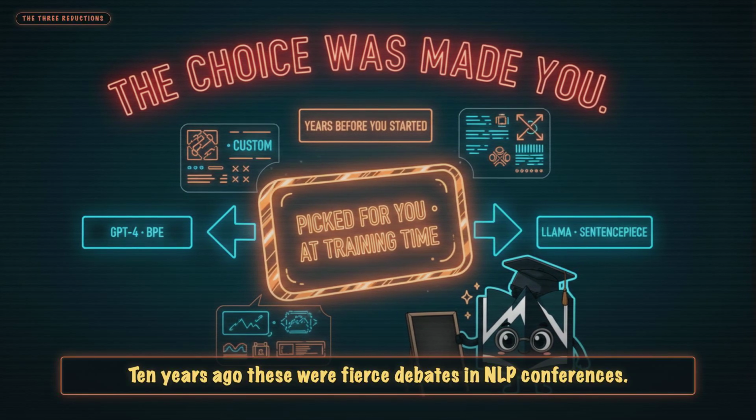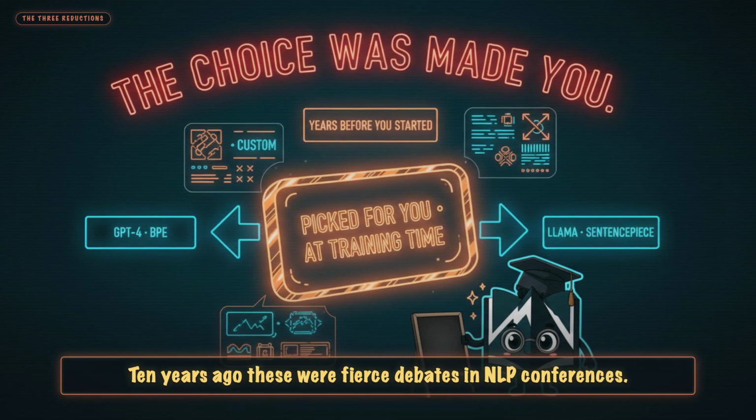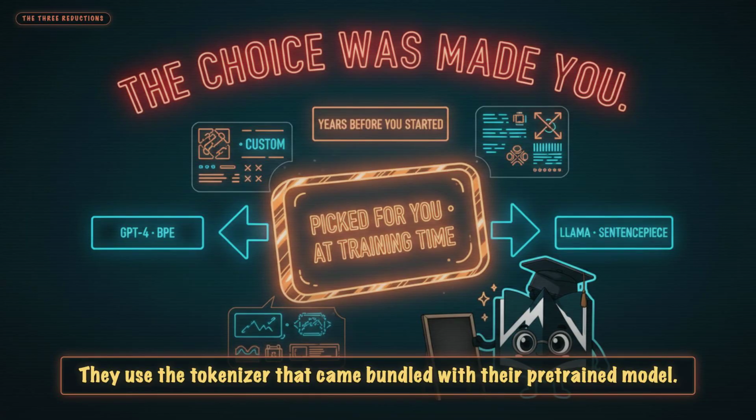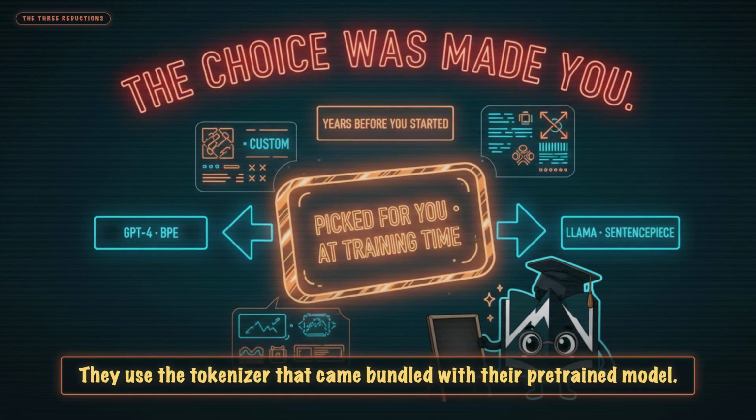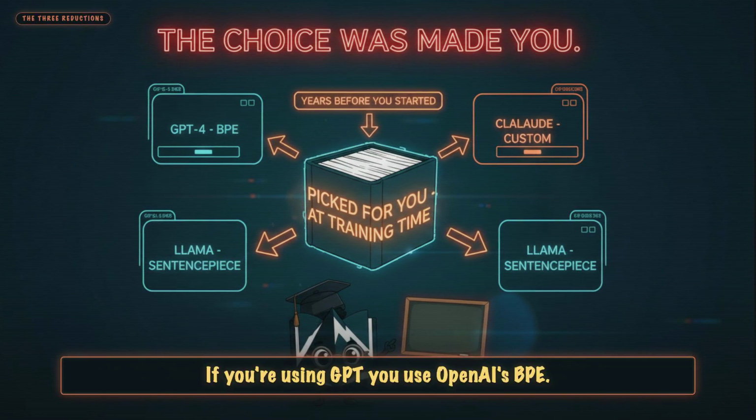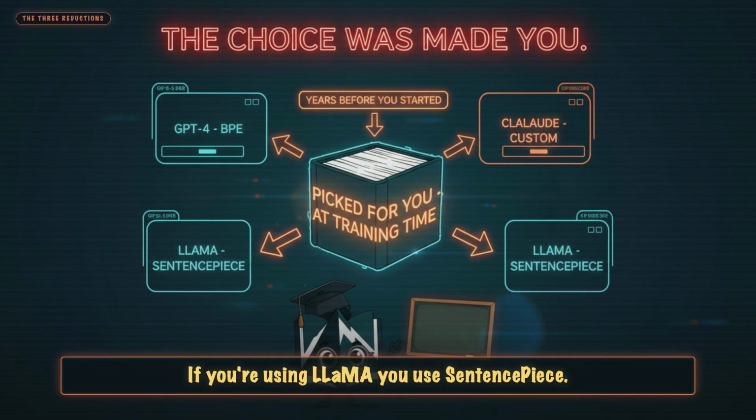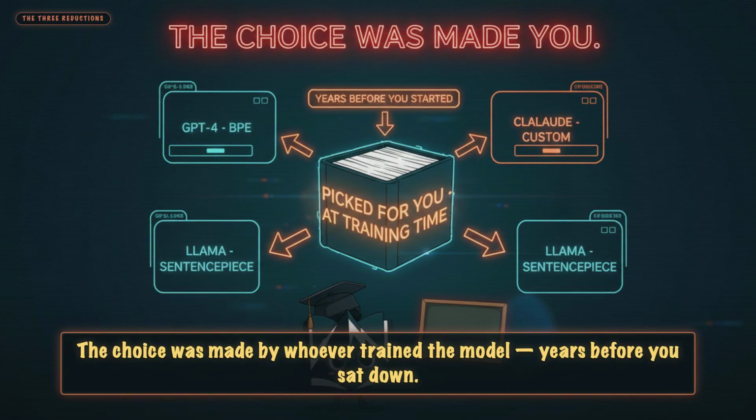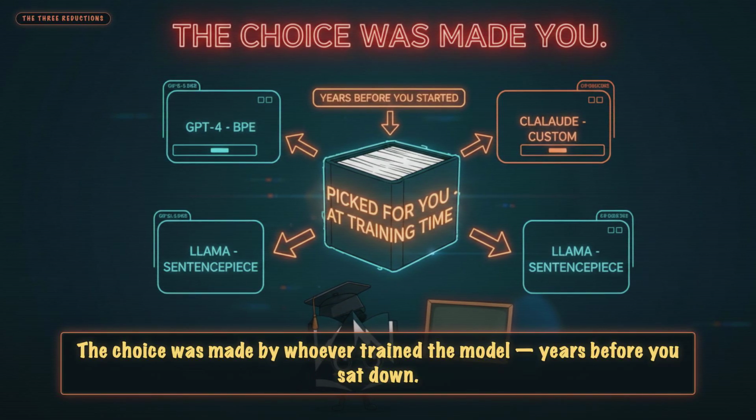Here's the honest reality. 10 years ago, these were fierce debates in NLP conferences. Today, most production teams don't even choose. They use the tokenizer that came bundled with their pre-trained model. If you're using GPT, you use OpenAI's BPE. If you're using Llama, you use SentencePiece. The choice was made by whoever trained the model, years before you sat down.